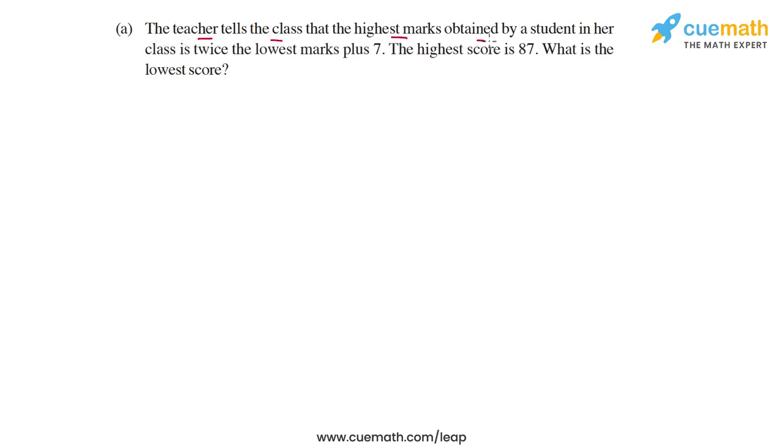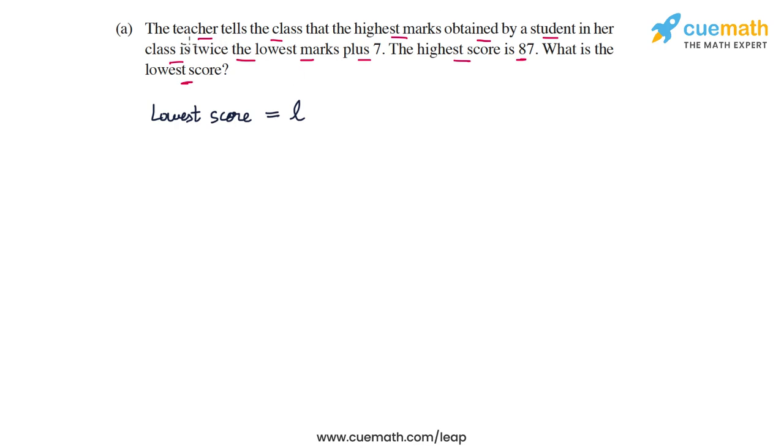the highest marks obtained by a student in her class is twice the lowest marks plus 7. The highest score is 87. What is the lowest score? So the unknown is the lowest score. Let's assume that the lowest score is equal to L marks. Now let's write the highest score in terms of L.